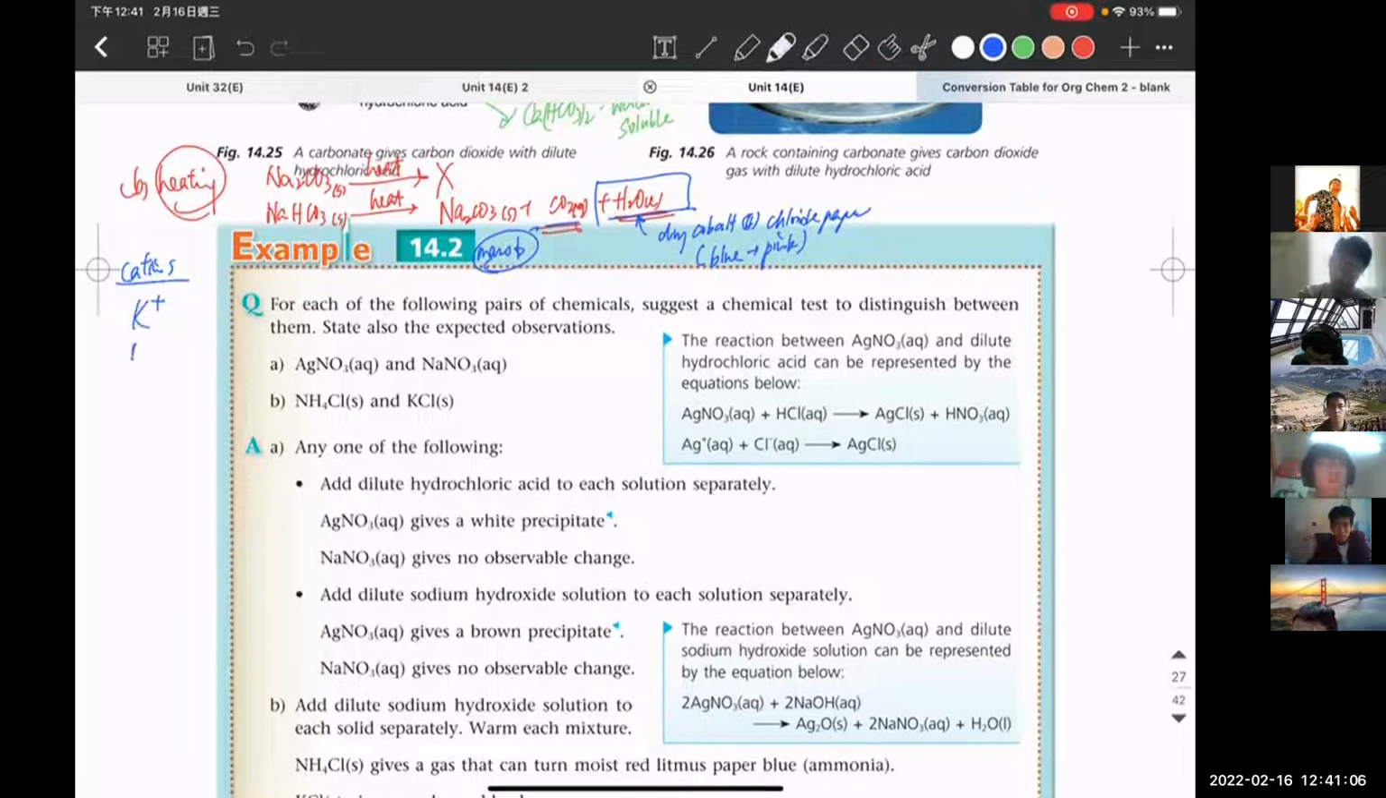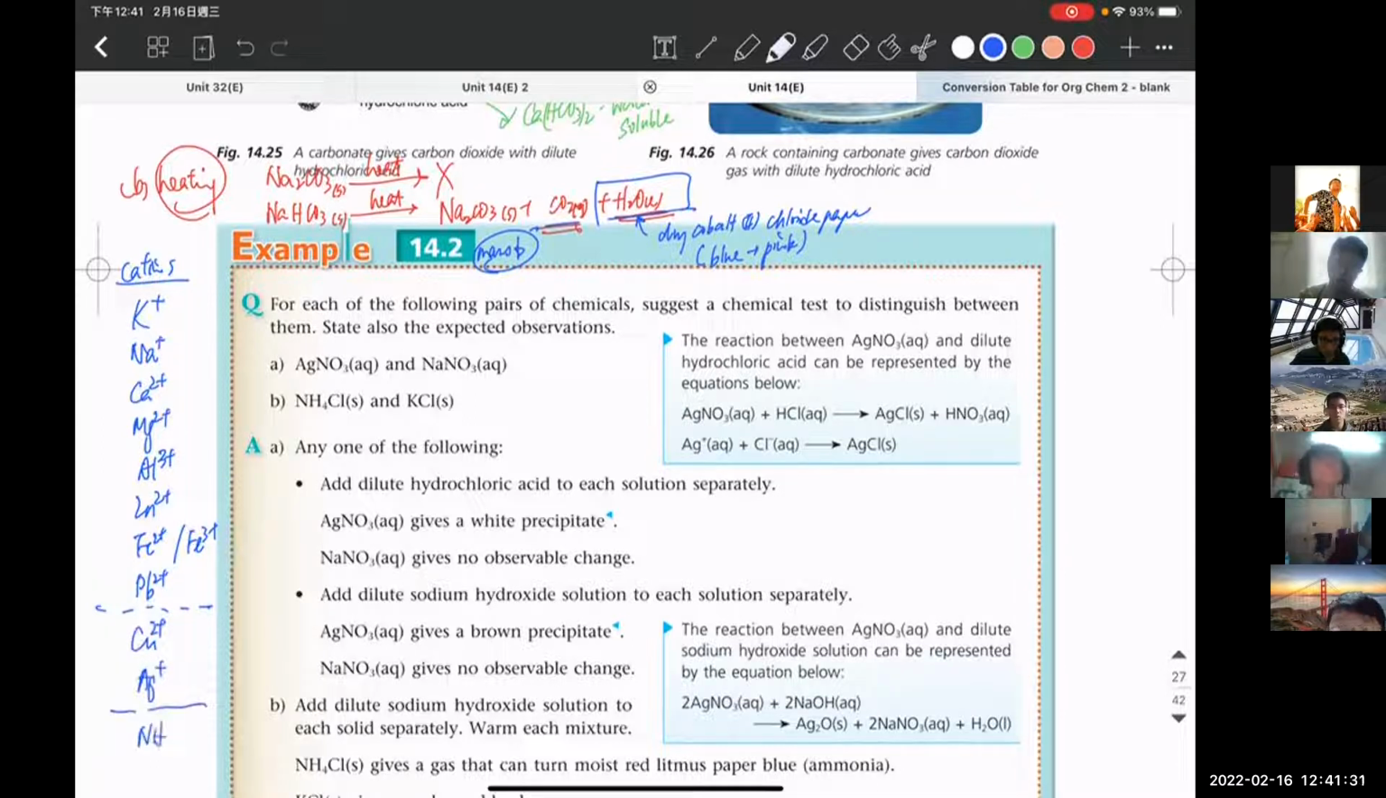I might like this way. I try to step back to the chemical metal reactivity series: aluminium, zinc, iron, lead, copper, silver, and also ammonium ion.